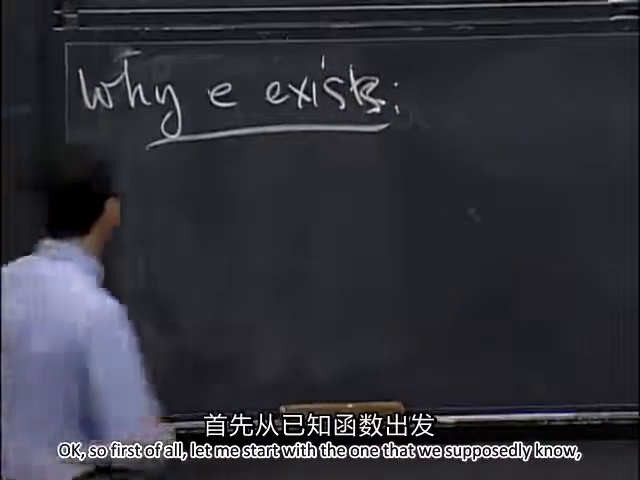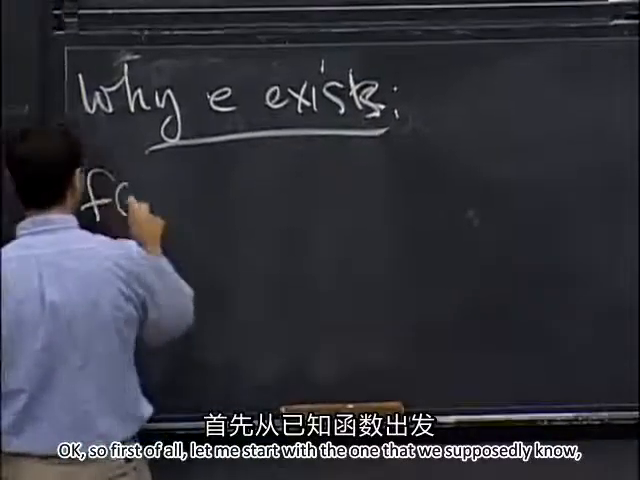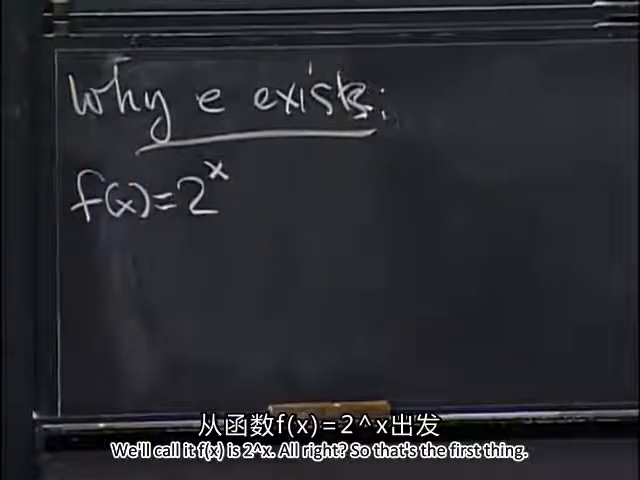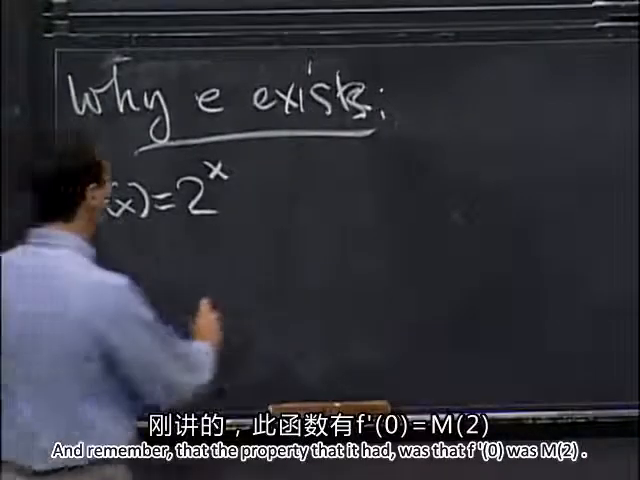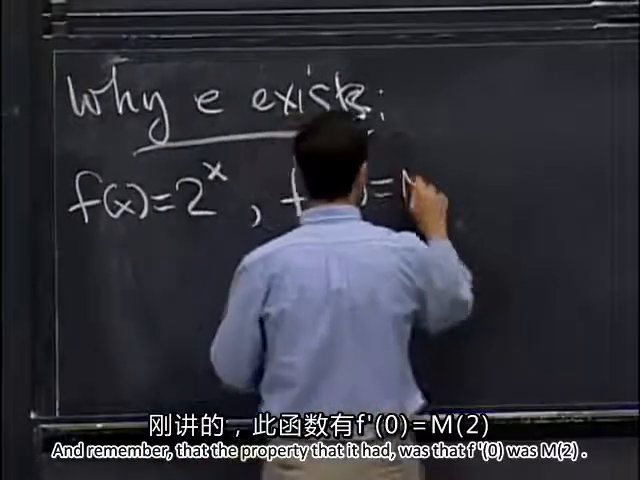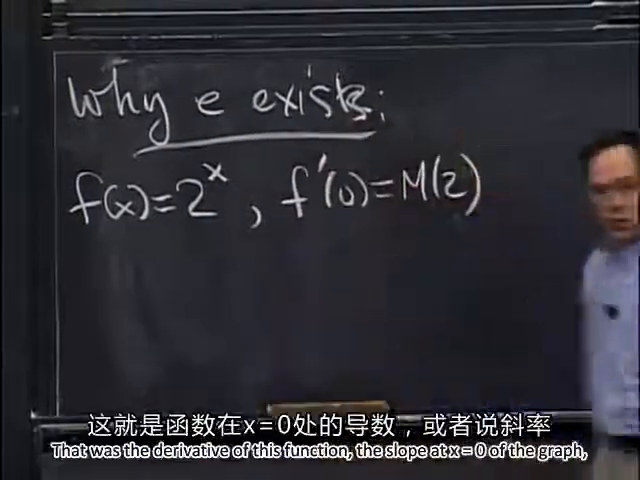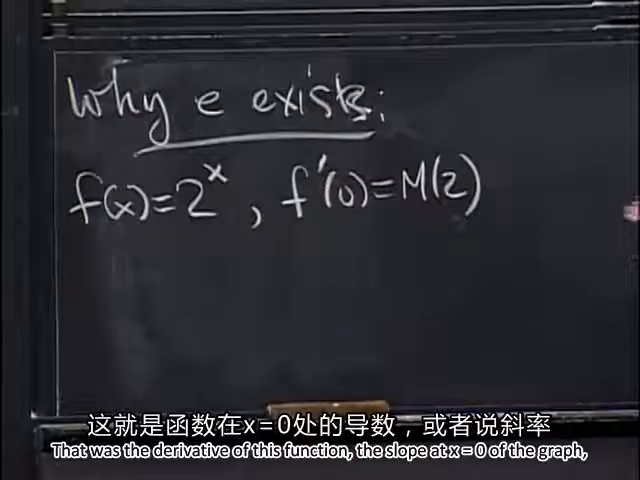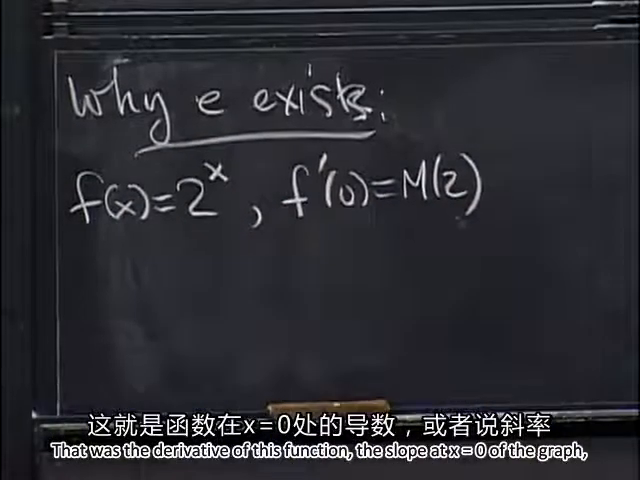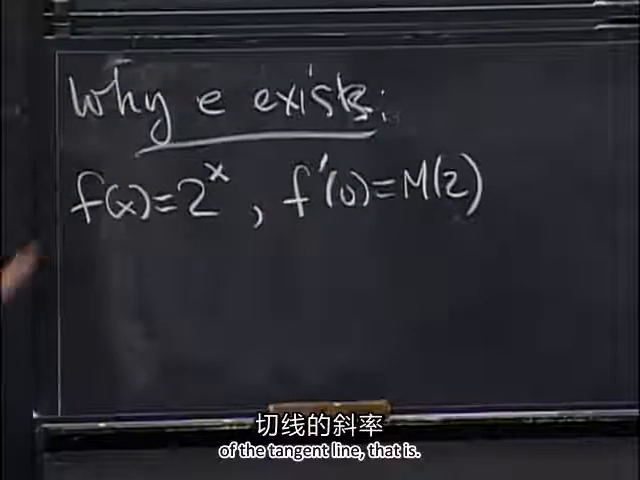Okay? So first of all, let me start with the one that we supposedly know, which is the function 2 to the x. We'll call it f of x is 2 to the x. All right? So that's the first thing. And remember that the property that it had was that f prime of 0 was m of 2. That was the derivative of this function, the slope at x equals 0 of the graph, of the tangent line, that is.